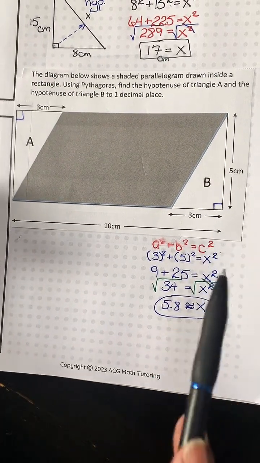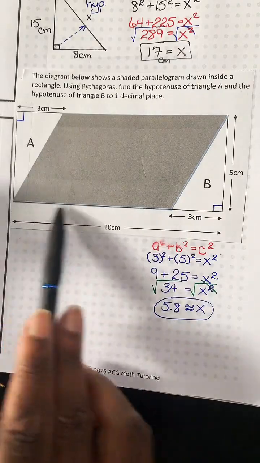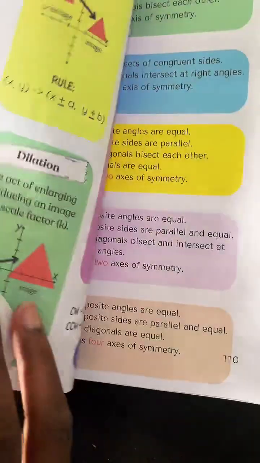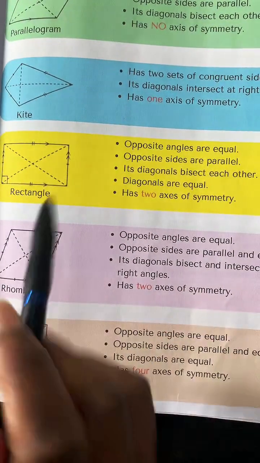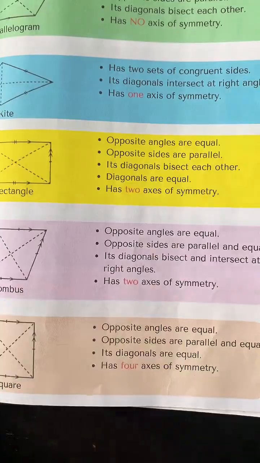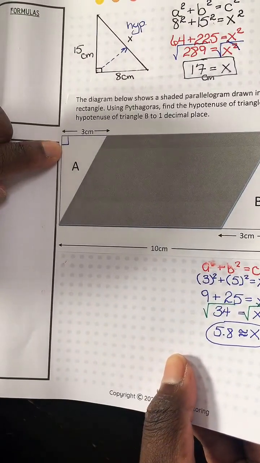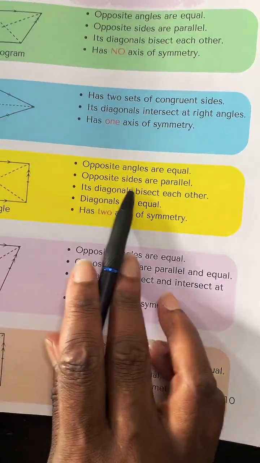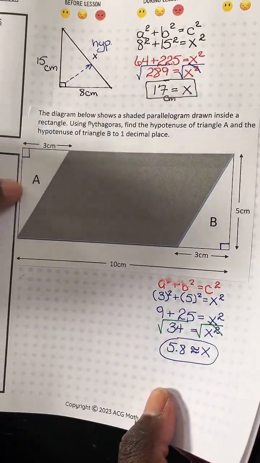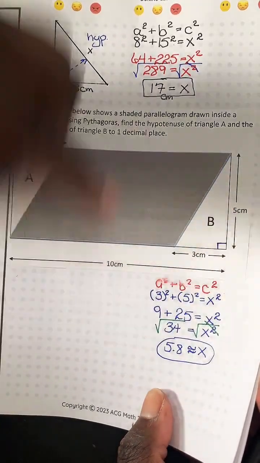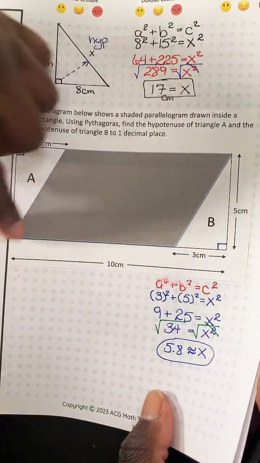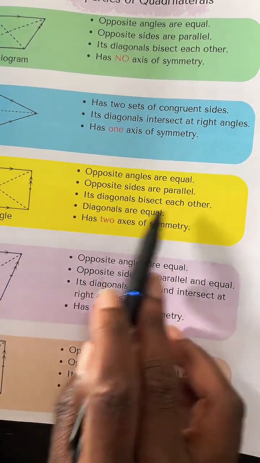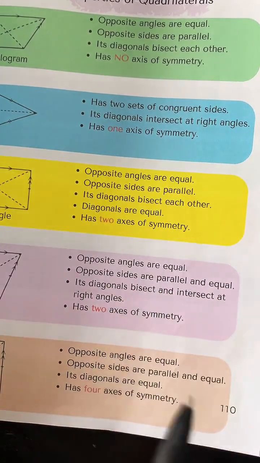So, here's my thing. Remember what I said about a rectangle. This is what we know about rectangles. Opposite angles are equal, so if this is 90 degrees, that means that's 90 degrees. Opposite sides are parallel, so this side is parallel to that side, and this side is parallel to this side. Then we're talking about the diagonals, and it has two axes of symmetry.